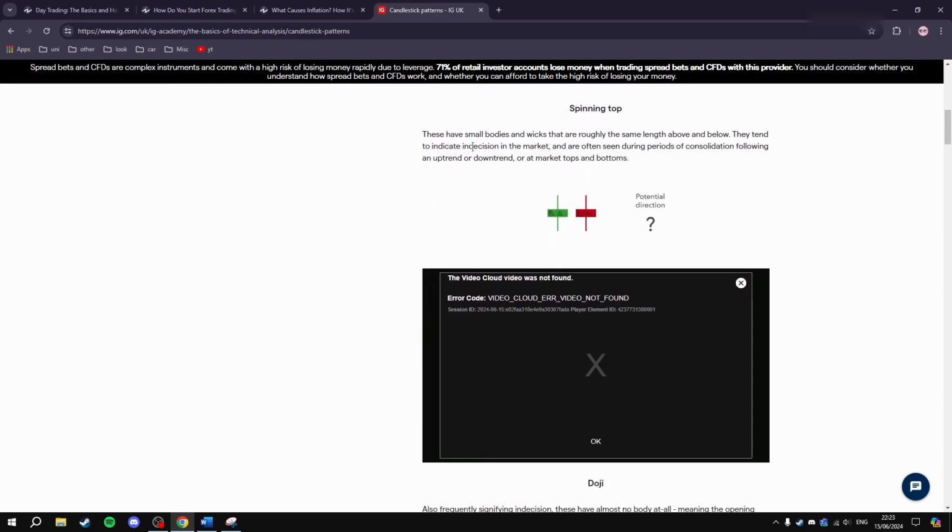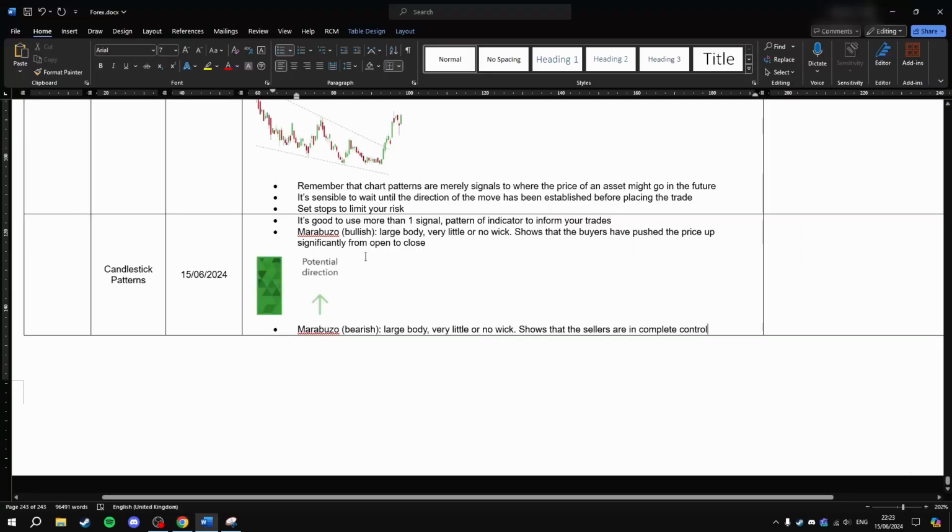Spinning top. These have small bodies and wicks that are roughly the same length above and below. They tend to indicate indecision in the market and are often seen during periods of consolidation following an uptrend or downtrend, or at market tops and bottoms.